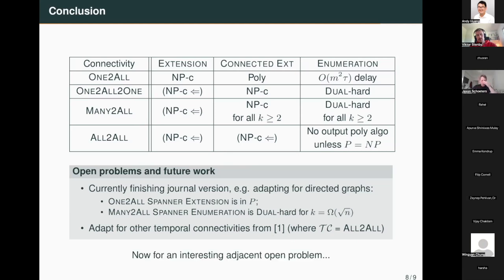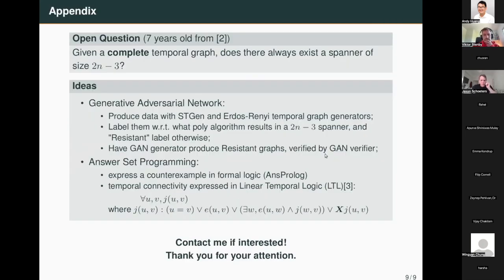So I have this open problem which I would like to present to you as well. It's regarding spanners. It's not an enumeration anymore, but I think it might be time to add some learning techniques to that. So this has been an open problem since my thesis. Maybe I should show it to you. So this is the first paper we published. So it's 7 years old now.